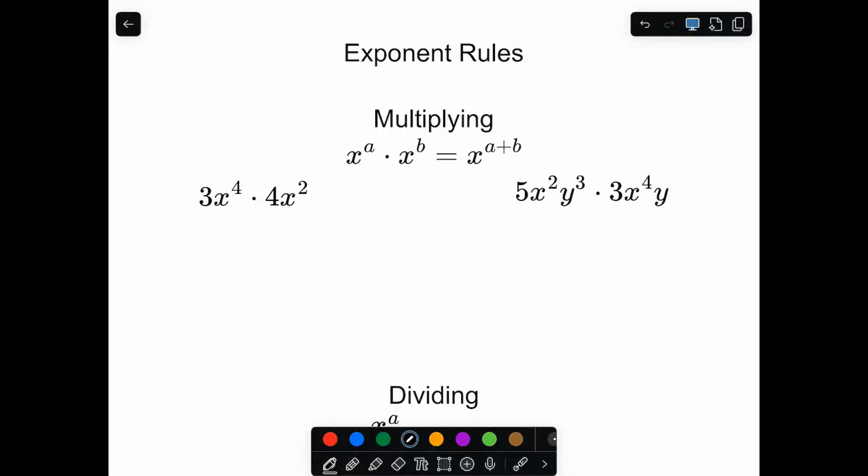Hello, today we are going to review exponent rules. The first rule is multiplying, so we're multiplying two variables. We are going to add the exponents together.